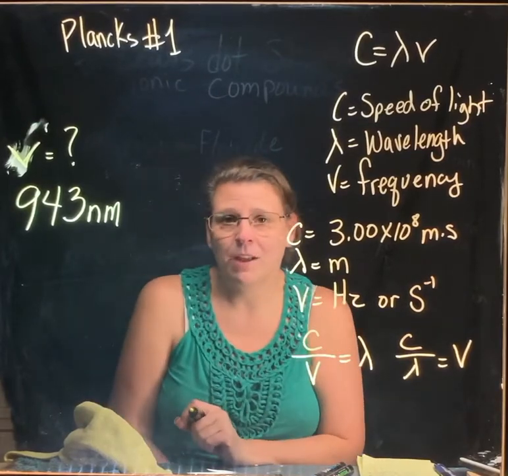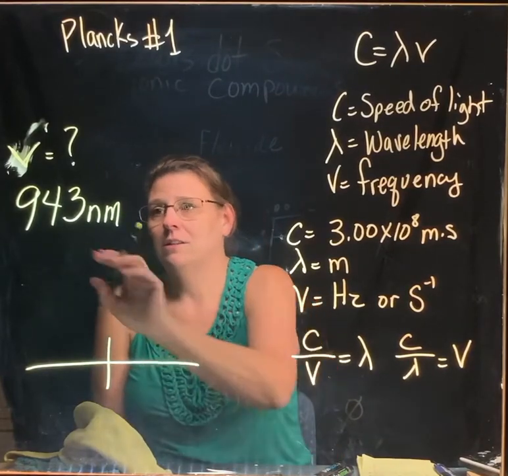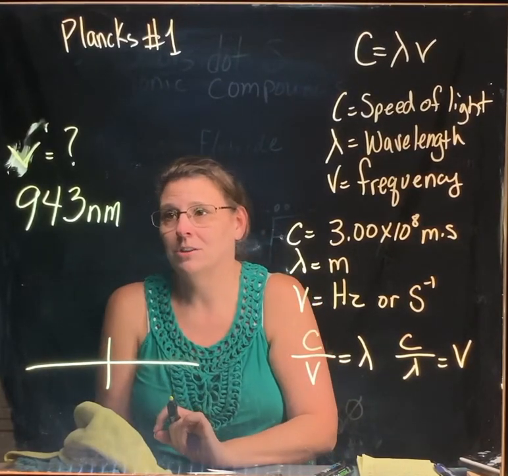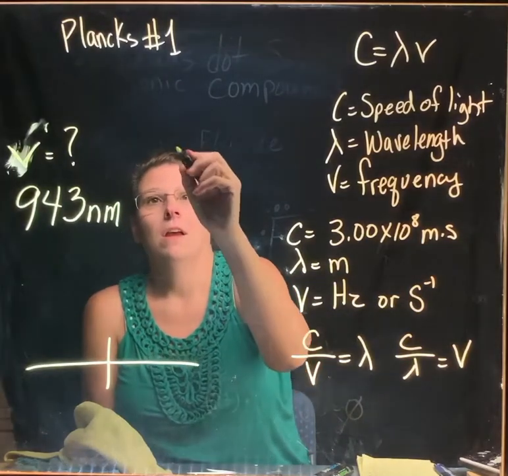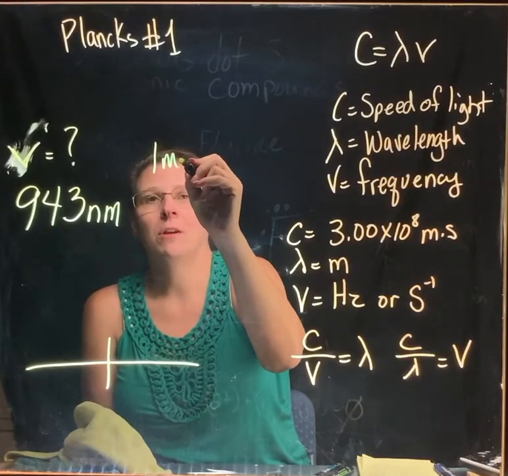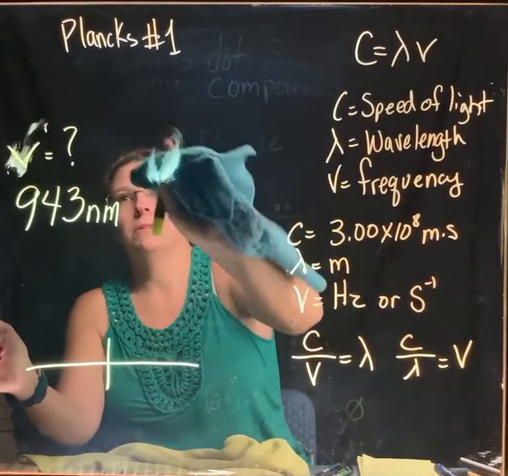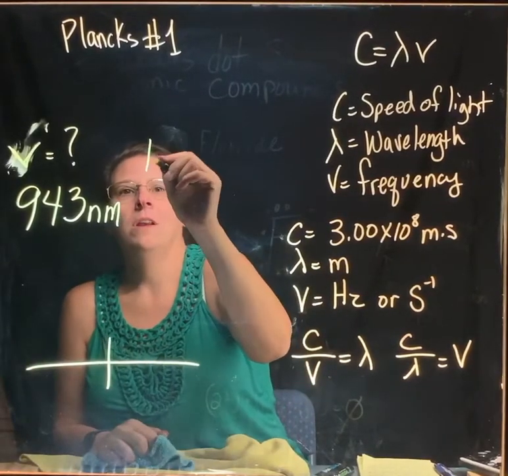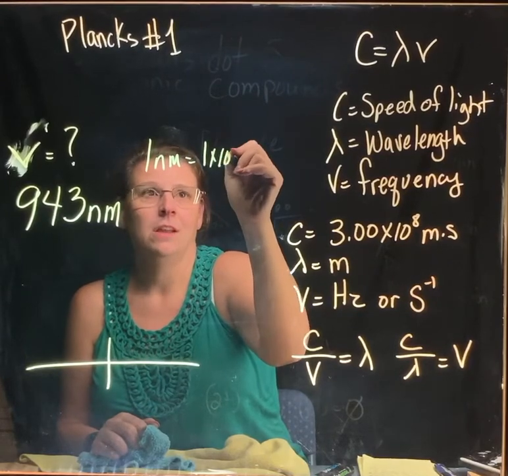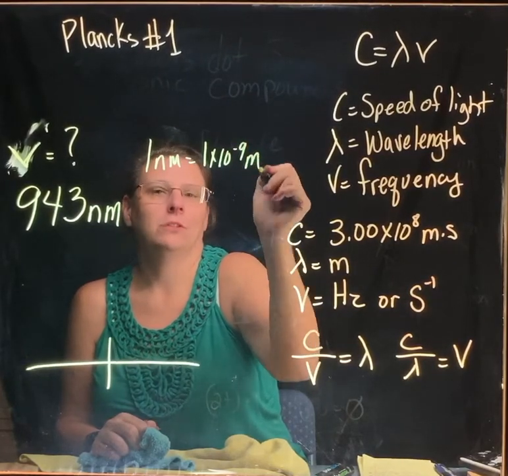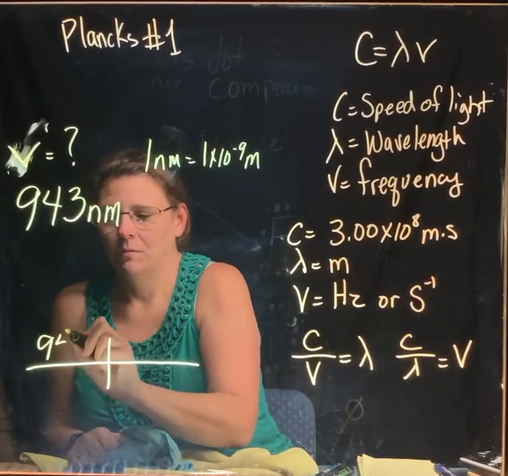Okay, well, we're going to have to bring back one of our old friends, this lovely little railroad track. Okay, so we're going to have the conversion factor. Our conversion factor is this. Okay, so we're going to have 1 nanometer equals 1 times 10 to the negative 9 meters. So we're going to plug this into our railroad track.